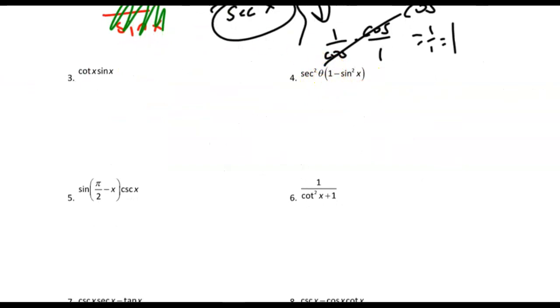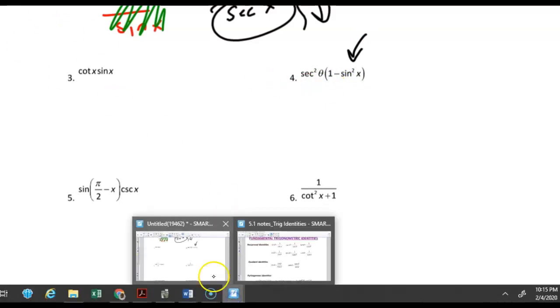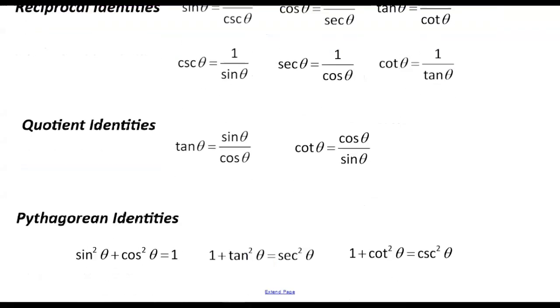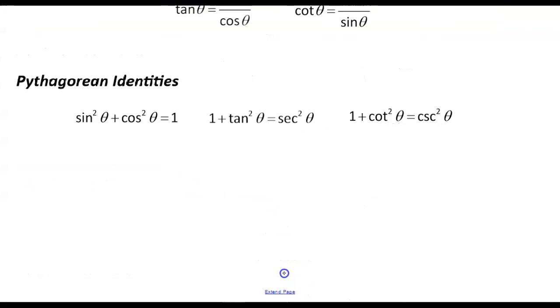Let's look at this one. A couple of different ways we can do this one. These are squared, but specifically, let's look at 1 minus sine squared of theta. If you remember, there's a reciprocal identity. No, there's a Pythagorean identity: sine squared of theta plus cosine squared of theta. Well, I can rewrite this. I'm going to isolate cosine, and I'm going to do that by subtracting sine squared of theta on both sides. So I'm left with cosine squared of theta equals 1 minus sine squared of theta.